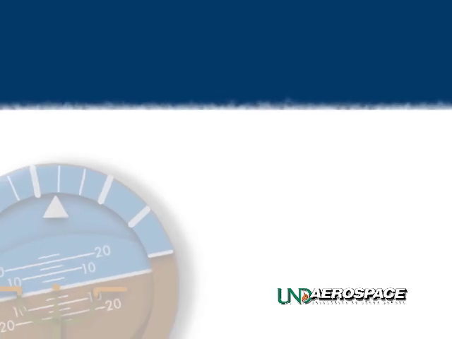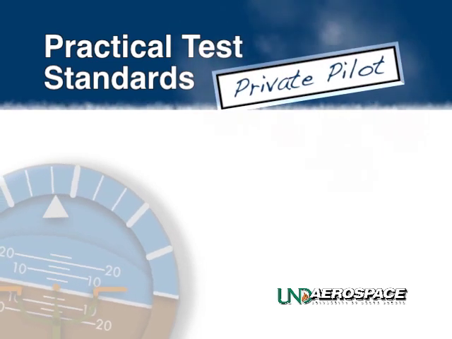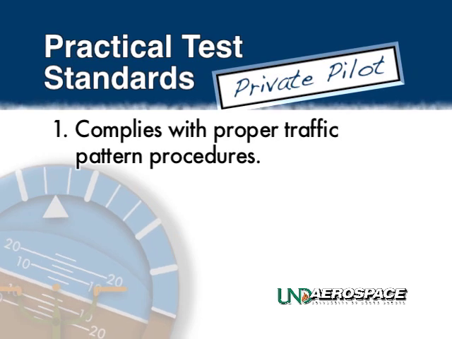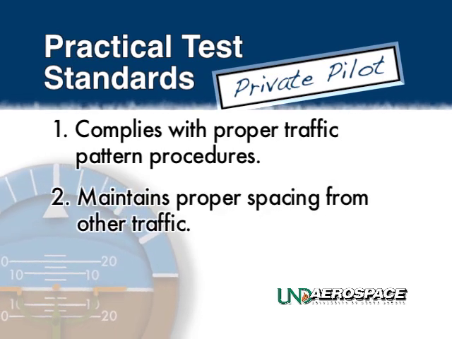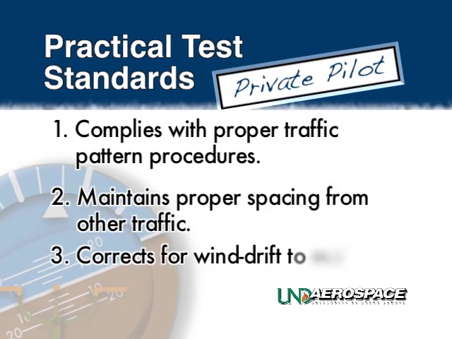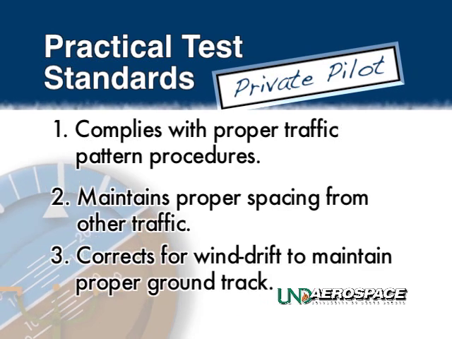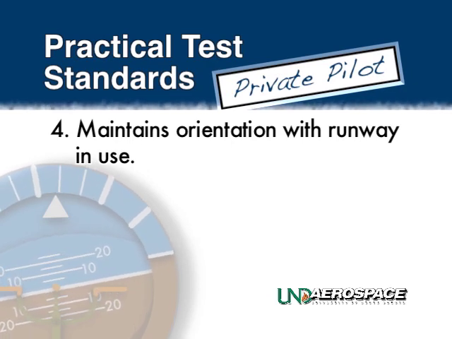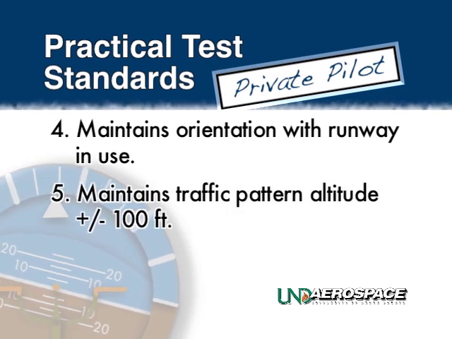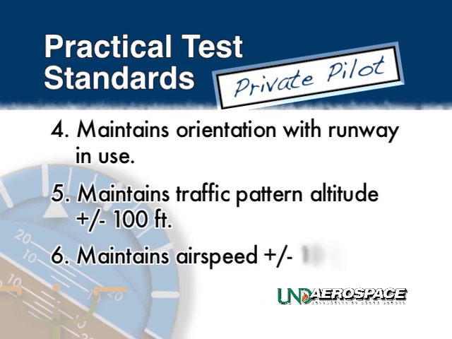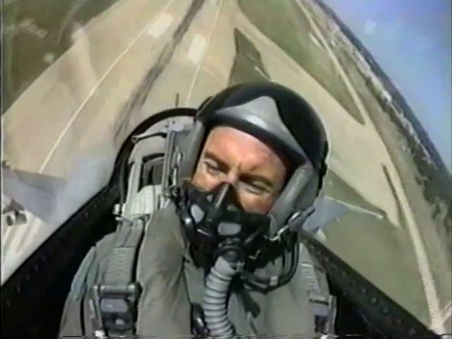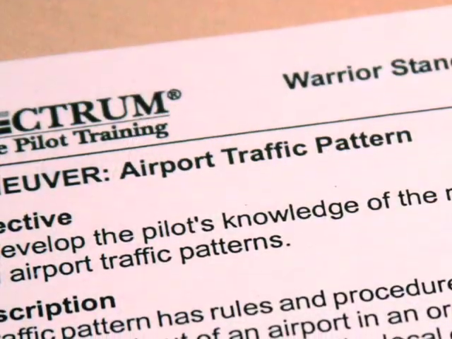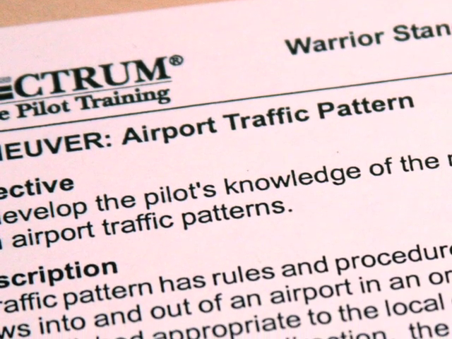For the check ride, some notable points in the private pilot practical test standards require that the pilot complies with proper traffic pattern procedures, maintains proper spacing from other traffic, corrects for wind drift to maintain the proper ground track, maintains orientation with runway in use, and maintains traffic pattern altitude plus or minus 100 feet and airspeed plus or minus 10 knots.